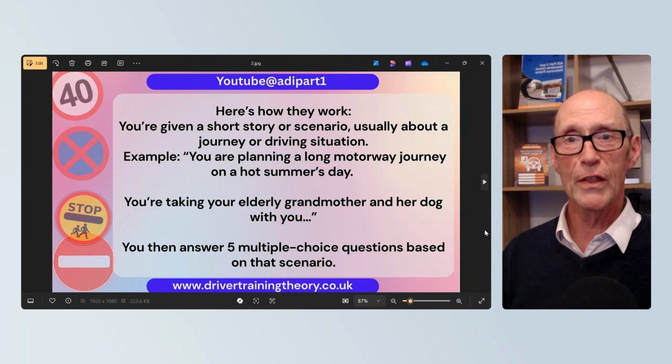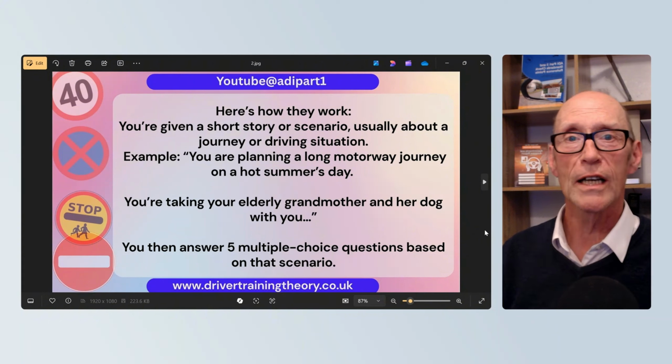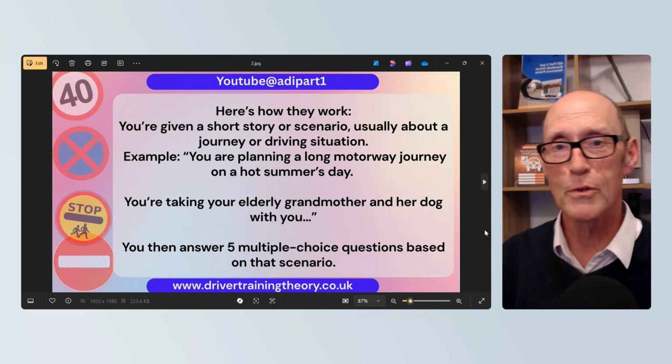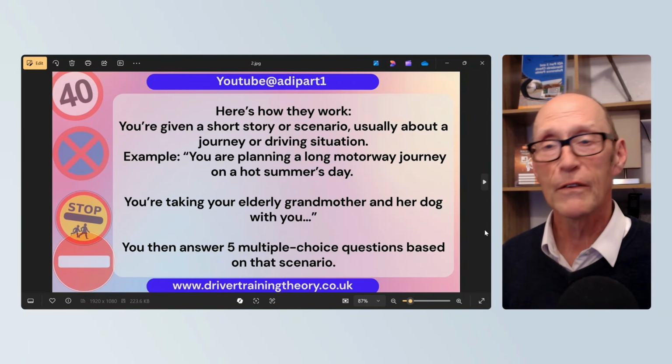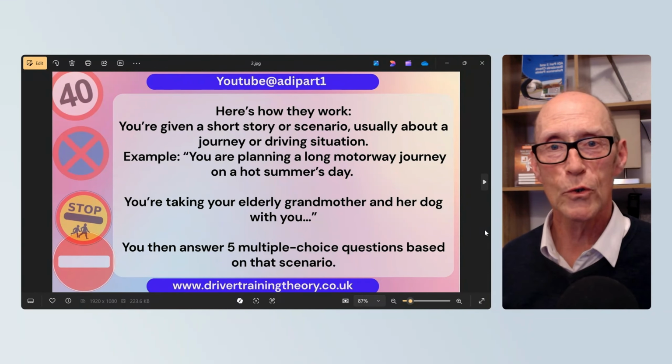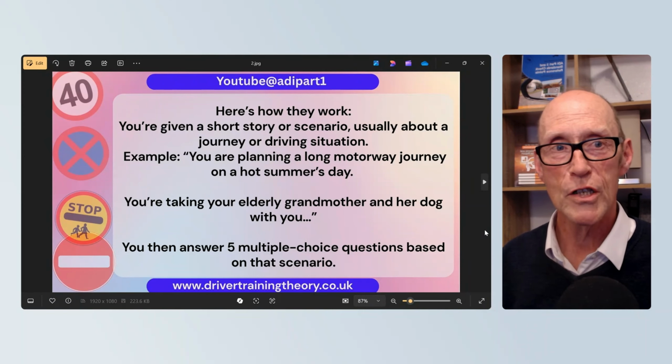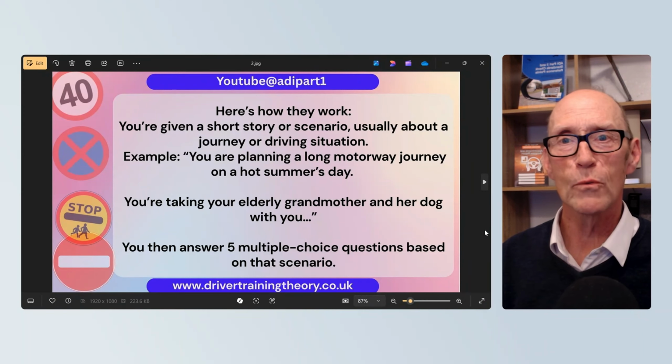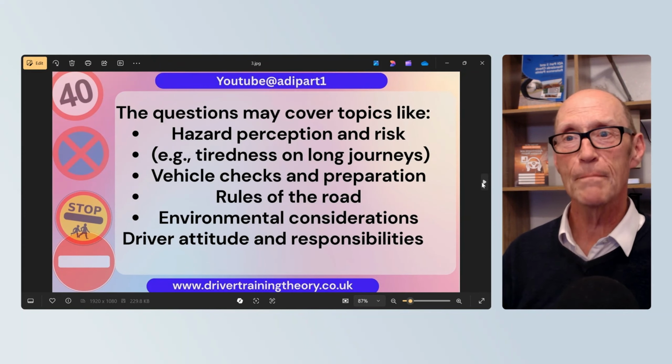So it will be things that are along the lines of, when driving on a motorway, what should we do? If you're driving on a hot summer's day, how could that affect your tyres and tyre pressures? So it's all to do with things that are in there.